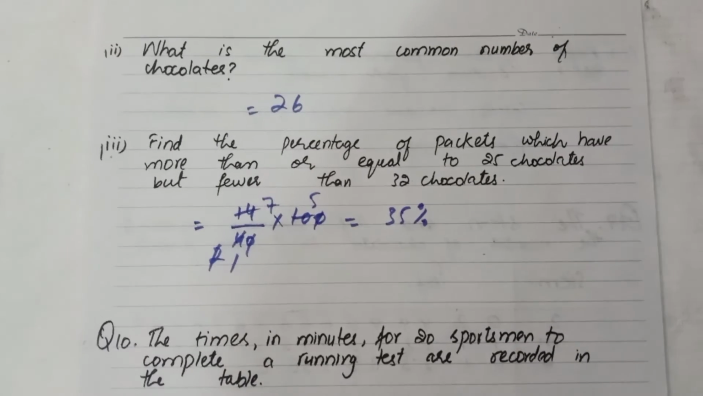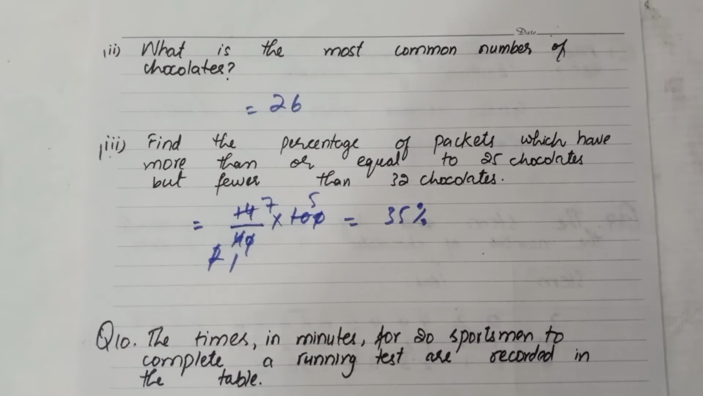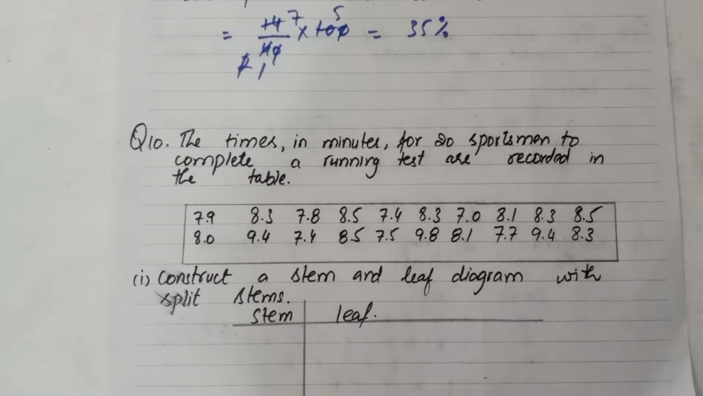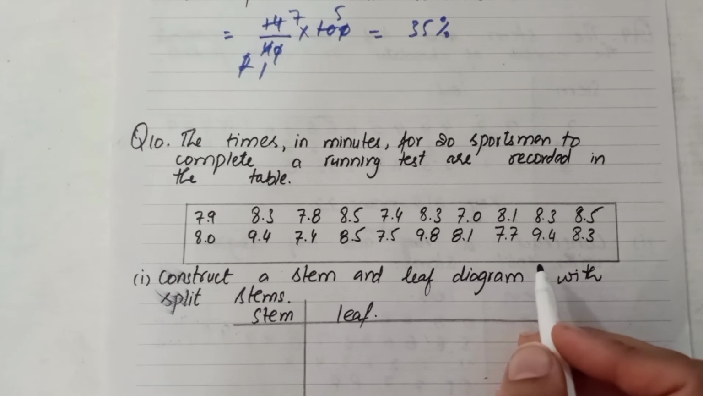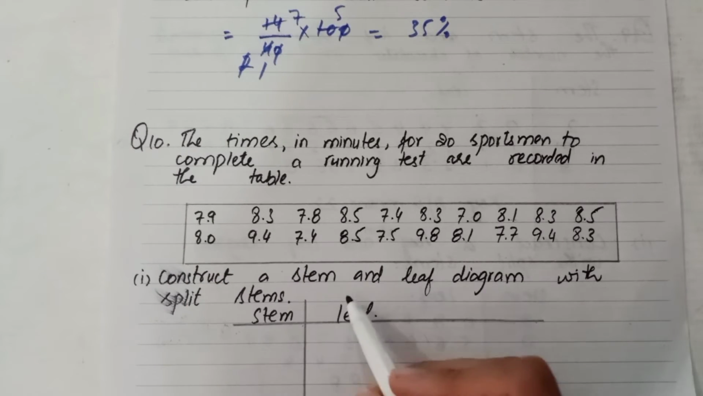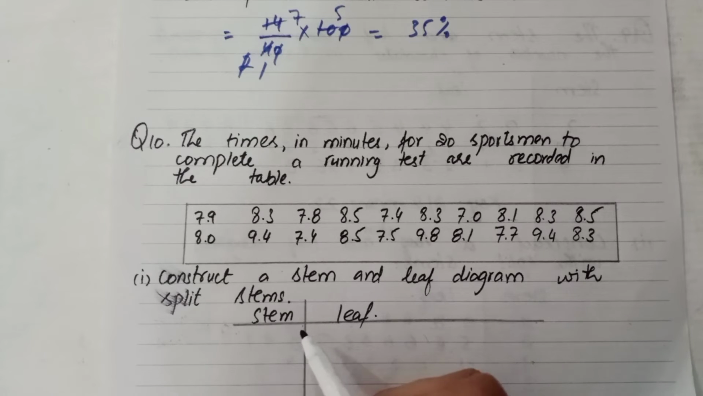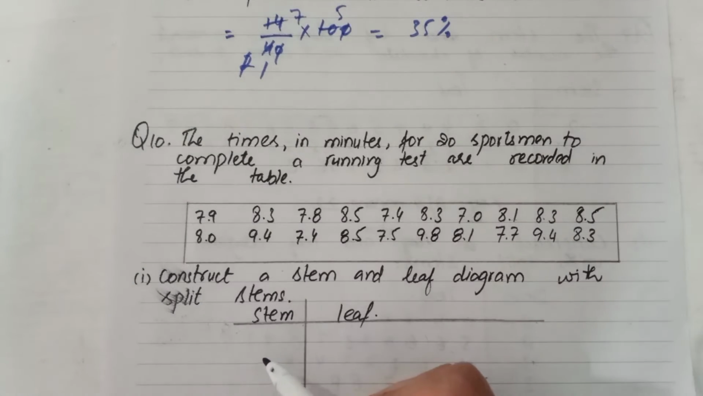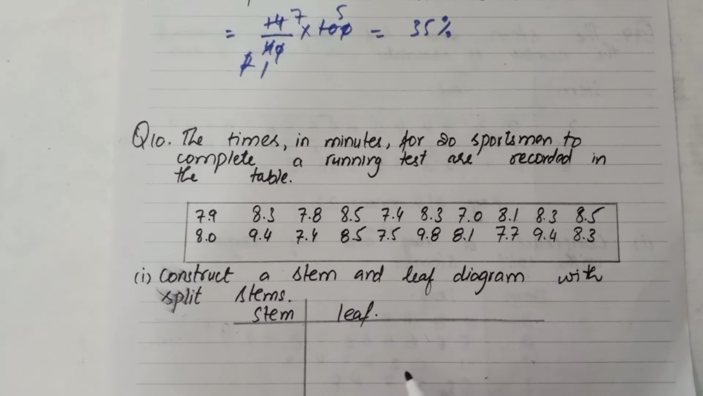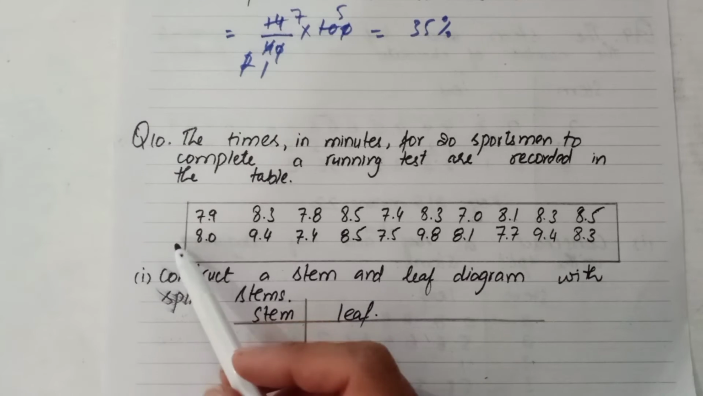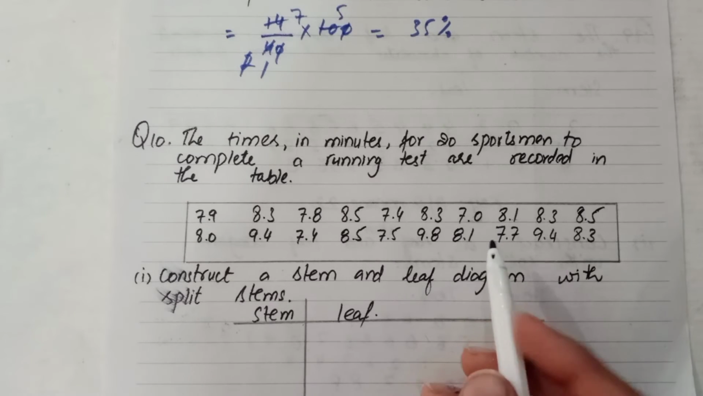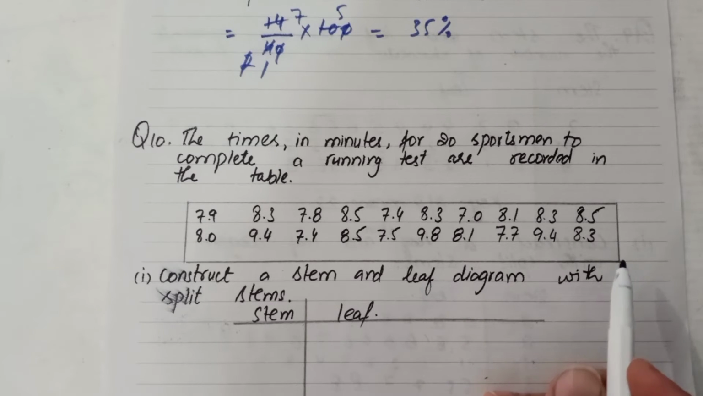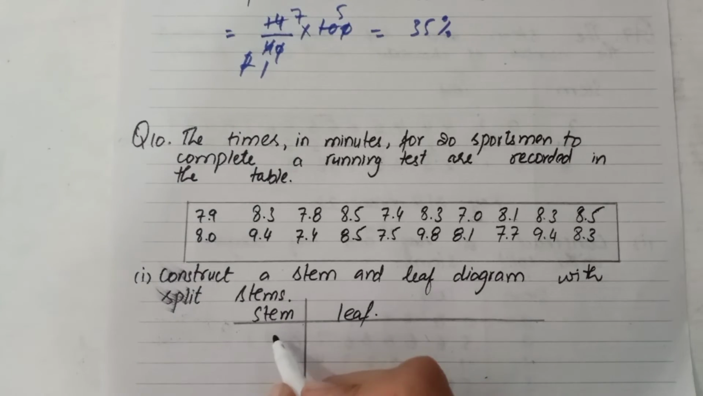Now students, question number 9 is solved. Question number 10. The times in minutes for 20 sportsmen to complete a running test are recorded in the table. We have to construct a stem and leaf diagram with split stems, from 0 to 4 in one stem, and then 5 to 9 in the other stem.